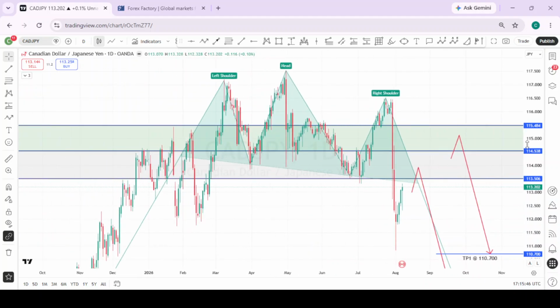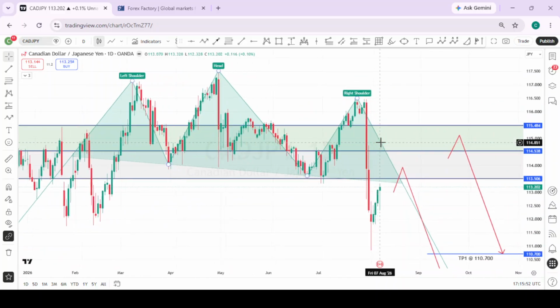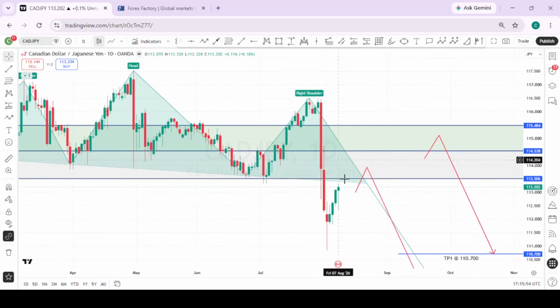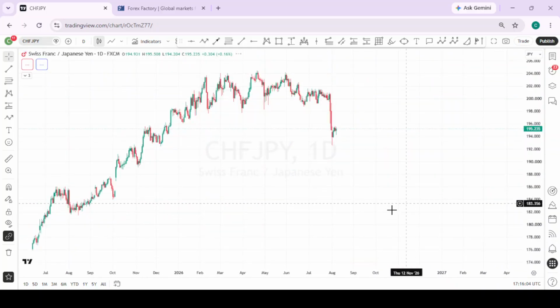This is CAD JPY, and we have been anticipating this possible retest of this neckline of this head and shoulders formation, and price is almost there. So we're very patient to see how price reacts when it gets to this area of interest or this second area of interest. Then we look for selling opportunities to the downside. So these are the various TPs we have for CAD JPY.